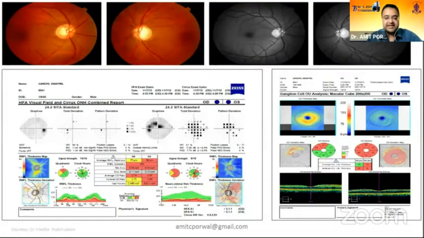And basically, to summarize, a diagnosis of glaucoma can't be based only on OCT or only on visual fields. You have to examine the patient in total. So the fundus photograph, the retinal photograph, the fields, the OCT, and the ganglion cell complex, which is a new thing, everything has to be correlated.